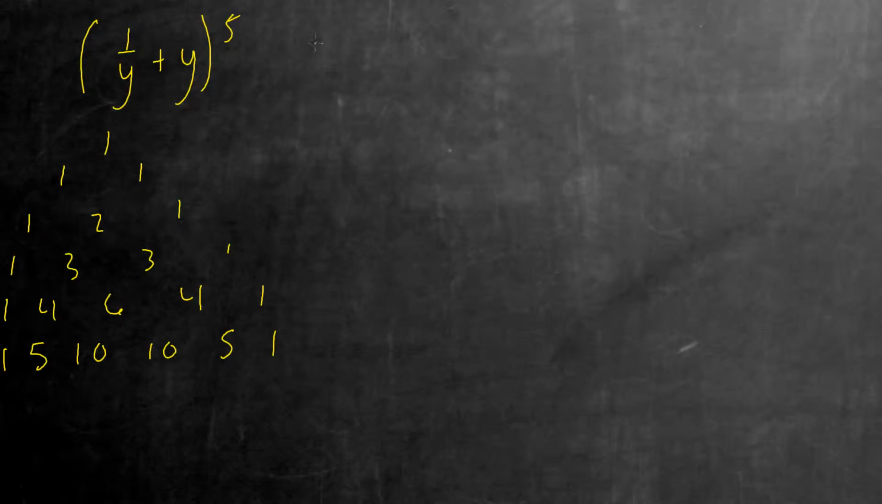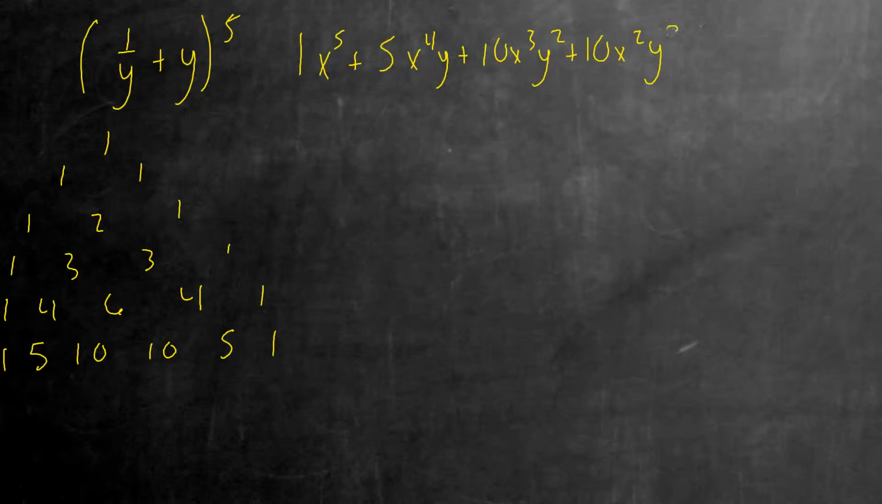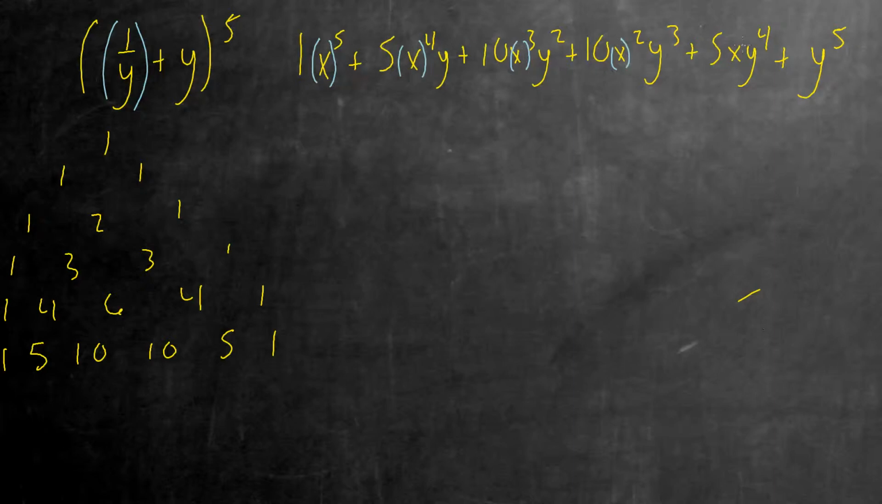So if it was just x plus y, it'd be 1 x to the 5th plus 5 x to the 4th y plus 10 x cubed y squared plus 10 x squared y cubed plus 5 x y to the 4th plus y to the 5th. So all we have to do for this problem is fit 1 over y in wherever our first term was. So just a little bit of substitution.